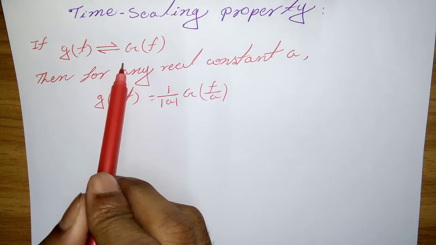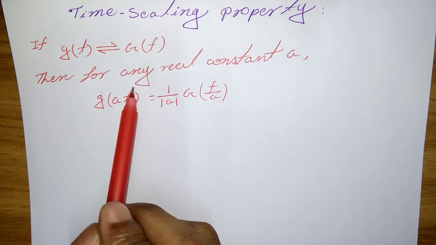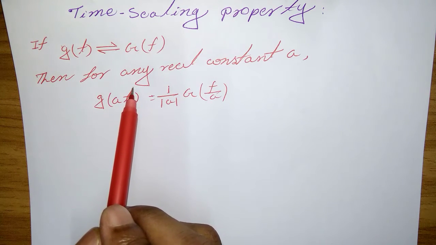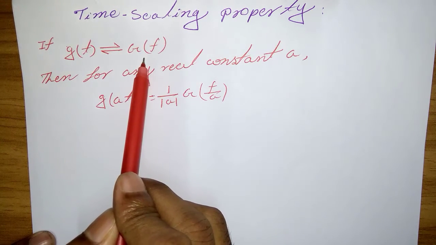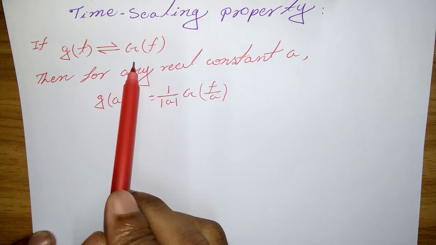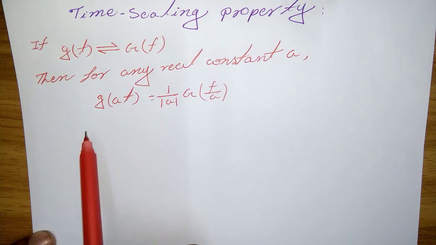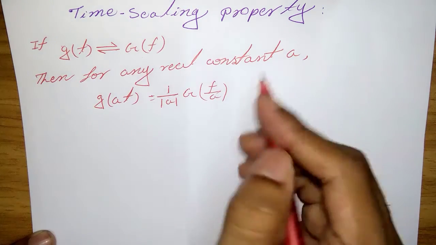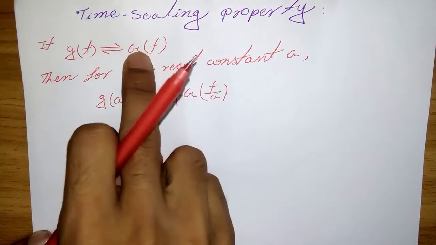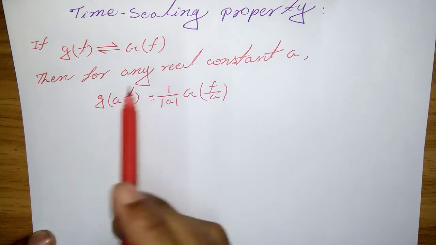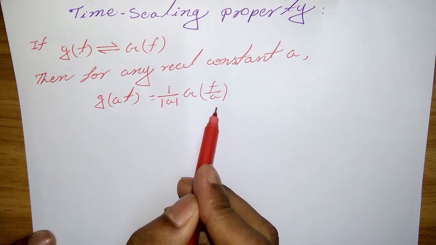If g of t equals G of f, here g of t is compressed in time by a factor, and G of f represents the expanded in frequency by the same factor. I take a factor a for those two functions, and then multiply, and g of at equals 1 by a G of f by a. Clear?